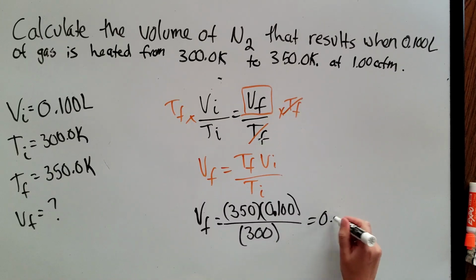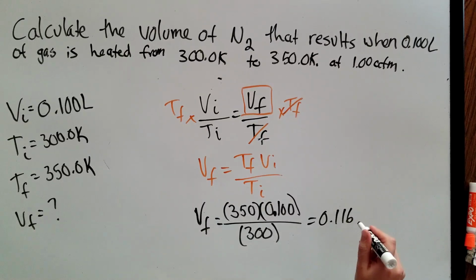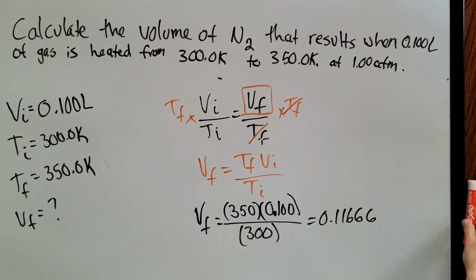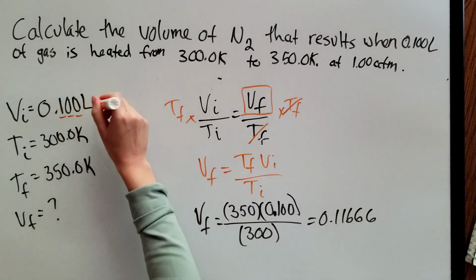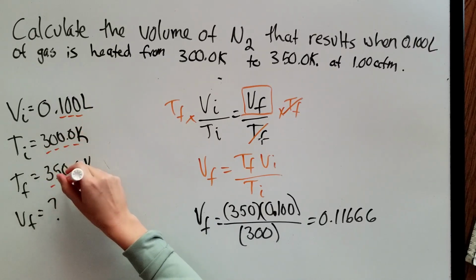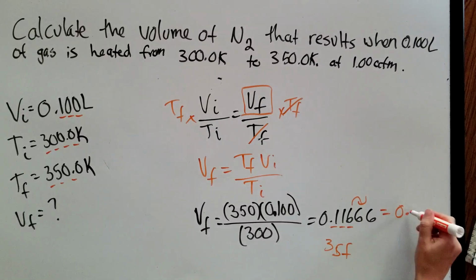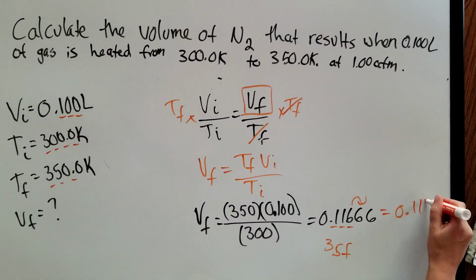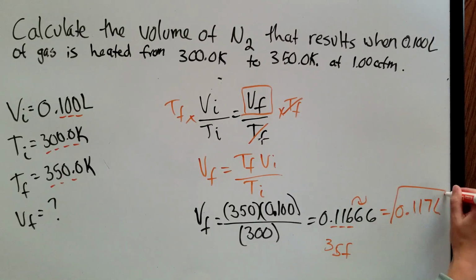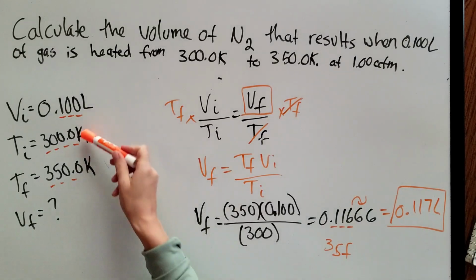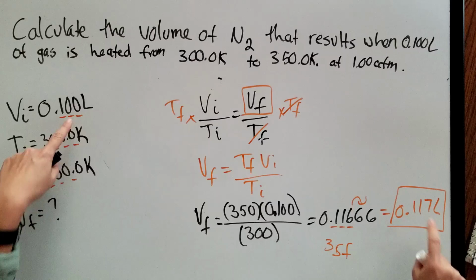1.1666666666, and then a whole bunch of sixes. So let's look at significant figures. We got 3 there, 4, and 4. So we want 3 sig figs. So 1, 2, 3, look at the number next to it. Does it stay a 6? It does not. It's going to move up to a 7. So we get 0.117 liters. Because it is a volume, the units are going to be liters. Now we expected, since the temperature increased, that the volume would also increase, and it did.